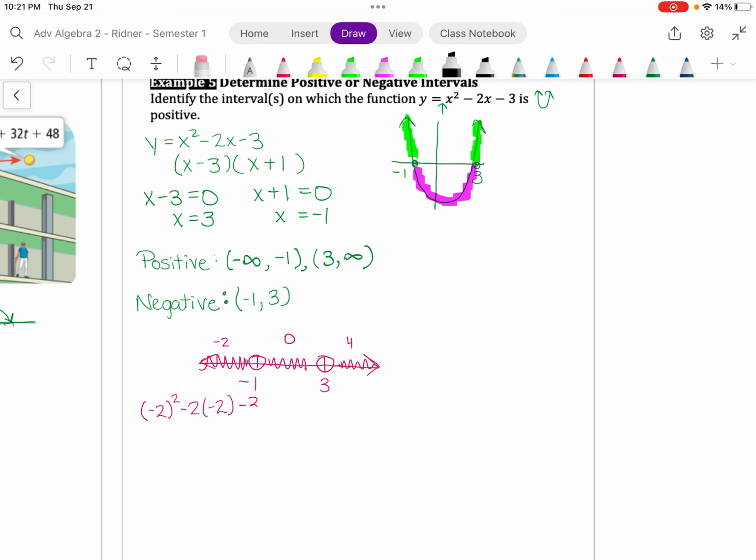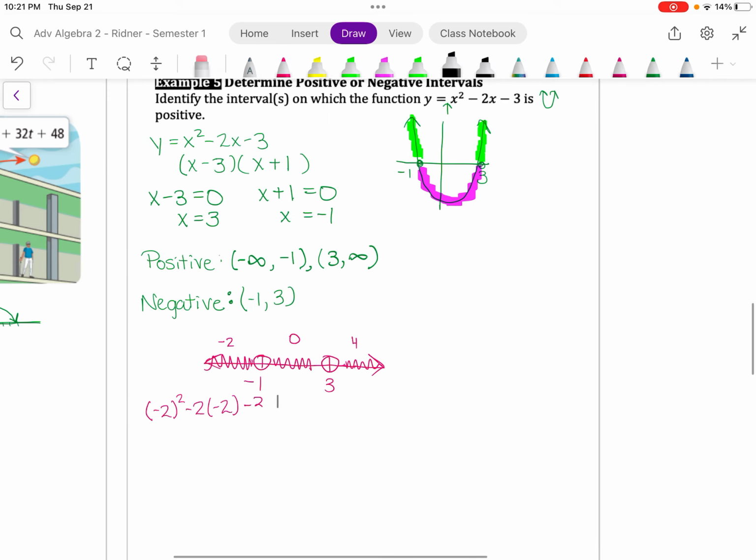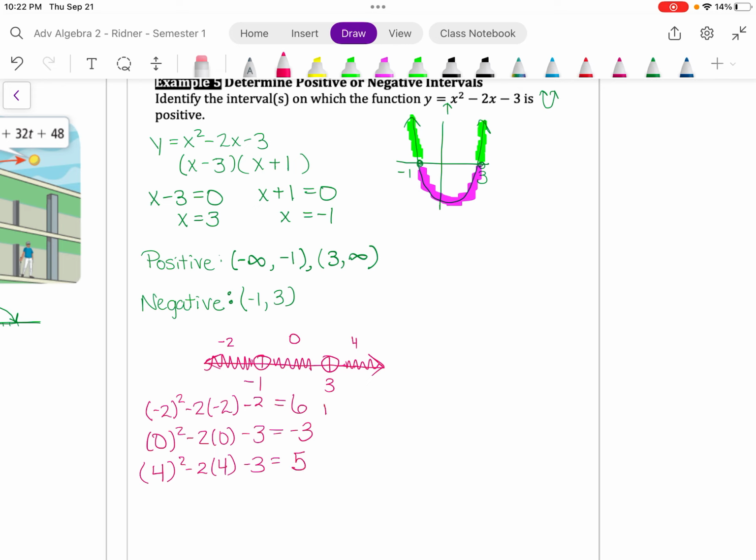So that is positive. Next, I'm going to plug in 0. That one's going to be really easy. Going back here, this one was 6. When I plug in 0, I get -3. When I plug in 4, speeding this up just a little bit, 4 squared is 16, minus 8 is 8, minus 3 is 5. Notice this is a positive.